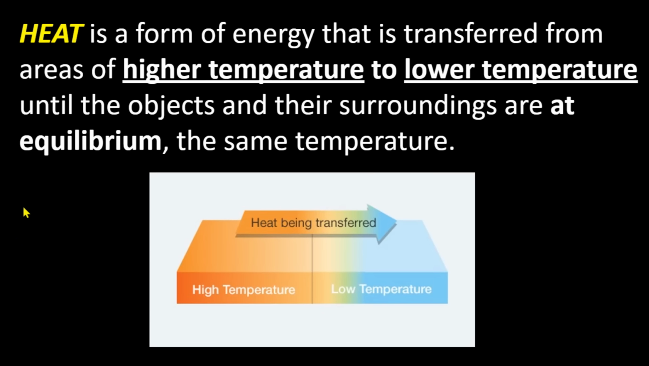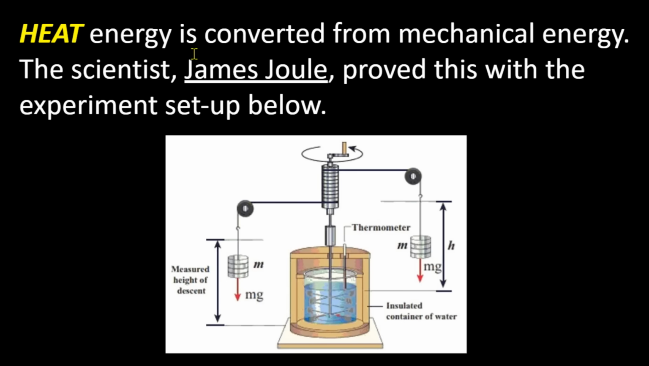Heat is a form of energy that is transferred from areas of higher temperature to lower temperature until the objects and their surroundings are at equilibrium, the same temperature. Heat energy is converted from mechanical energy. The scientist James Joule proved this with the experiment set up below. Basically, he had some paddles that were constantly moving and shifted by this weight here, and when this water began to move, he noticed that the temperature began to rise, and thus mechanical or kinetic energy converted into heat energy.